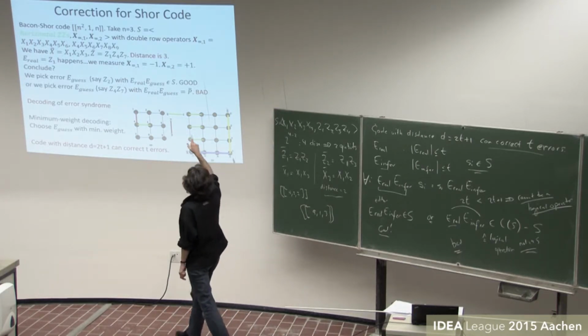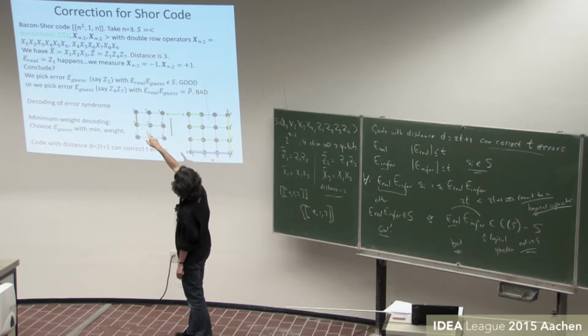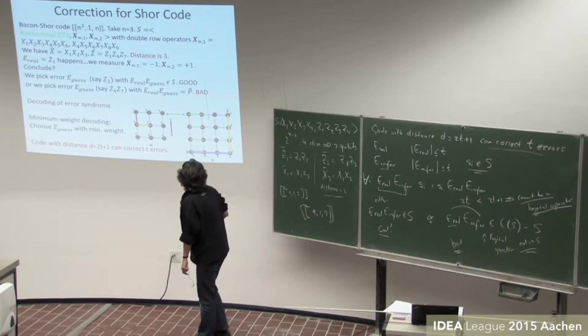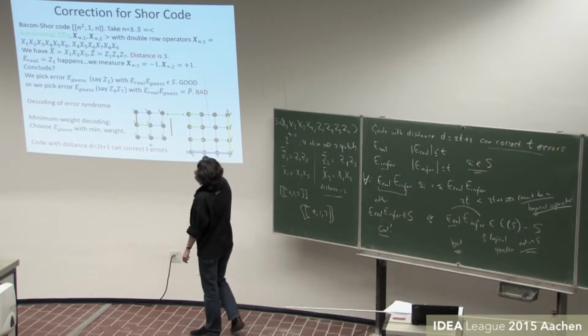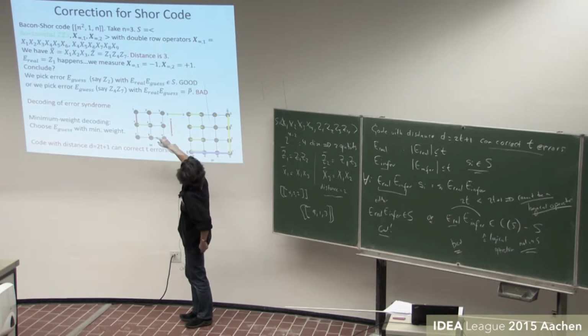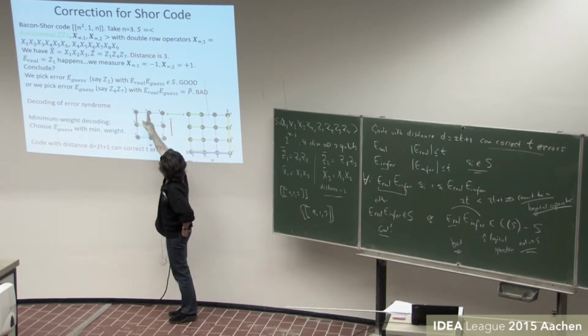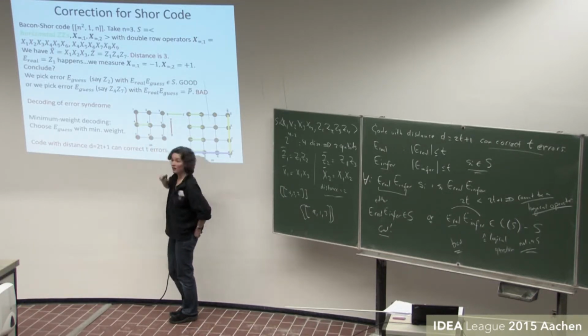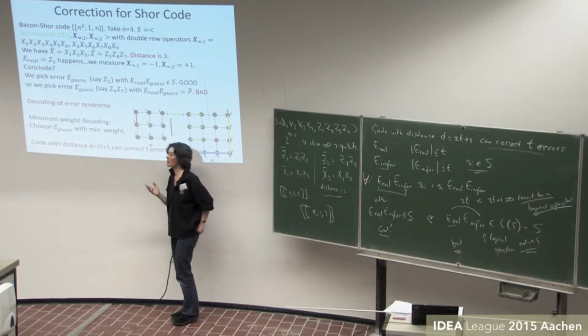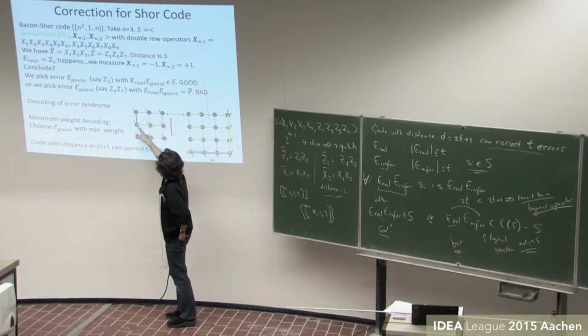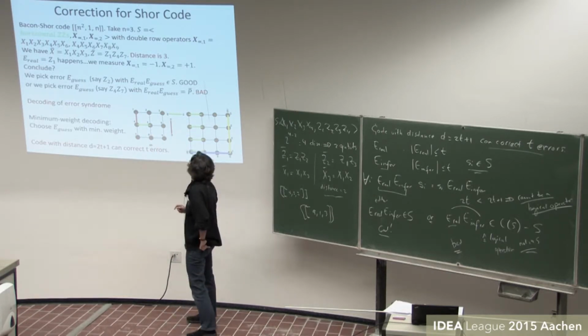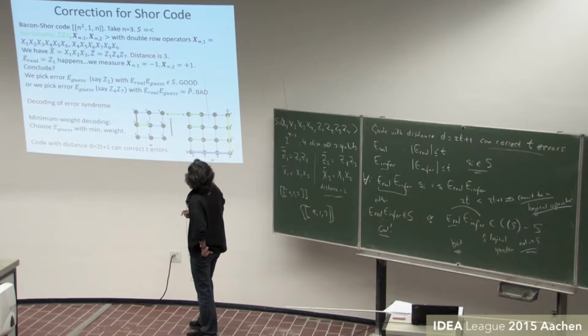And for the Shor code, there's Z checks and there are X checks. And these X checks are what I call double row operators. They are x1, x2, x3, x4, x5, x6. That's one guy. You see his weight 6. And the other guy is x4, x5, x6, x7, x8, x9. So that's also weight 6. Yeah. You can also identify the logical operators.